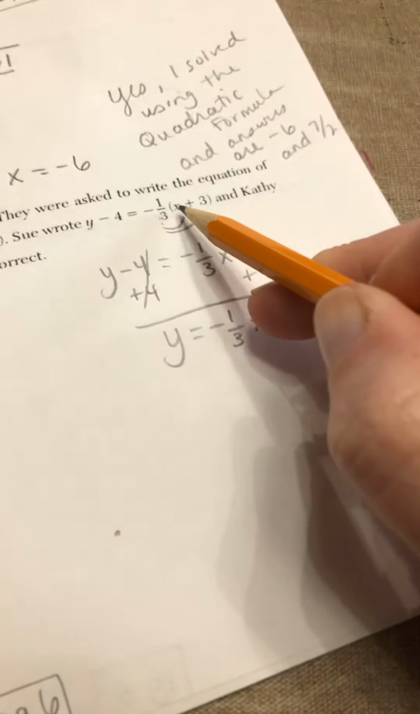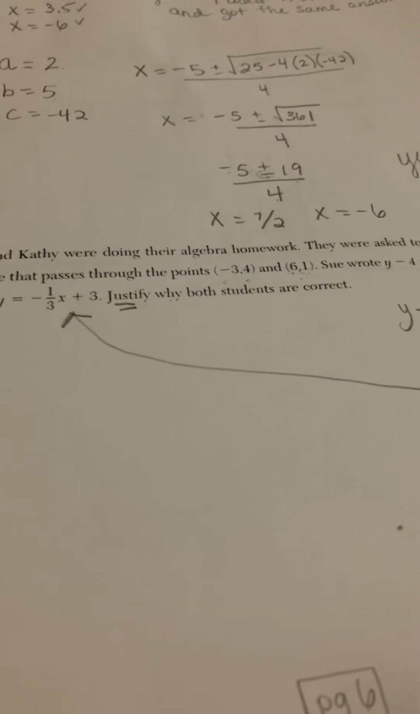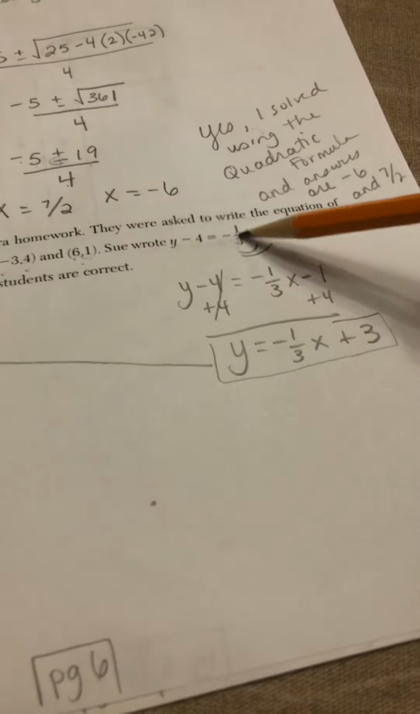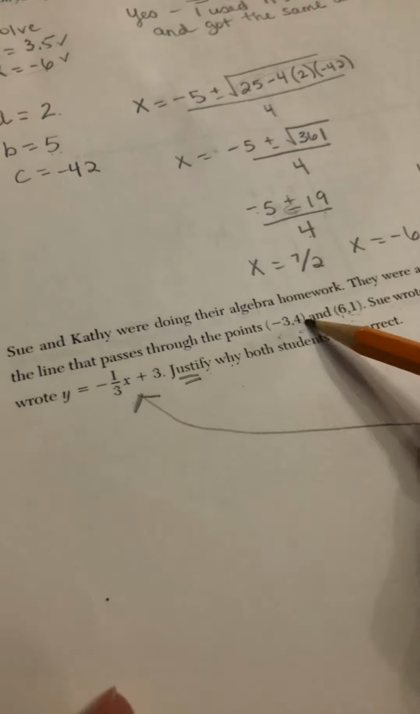Now the reason why I did that is because now you see that that is exactly the same as that. So I'm going to cut my work in half right now, okay? I simplified this and solved it for y, and I found that this equation and this equation are exactly the same. So now I want to prove or justify that it goes through these 2 points.